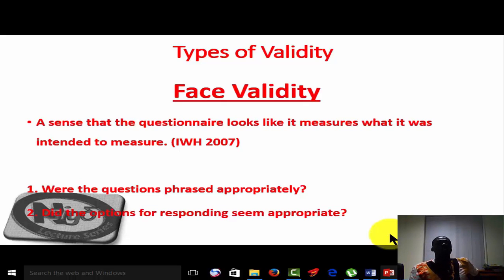Did the options for responding seem appropriate? Was it appropriate to use a Likert scale for that particular response? Should the response be an open response, or should the response have been options other than Likert?